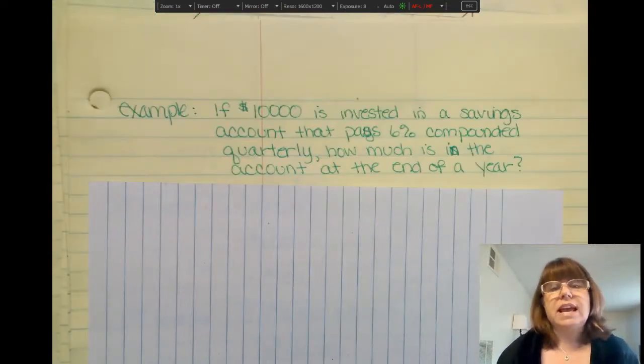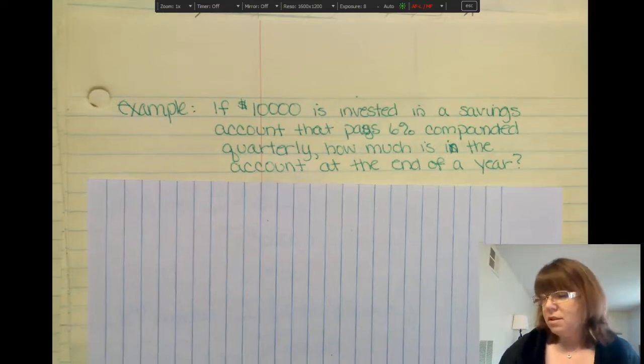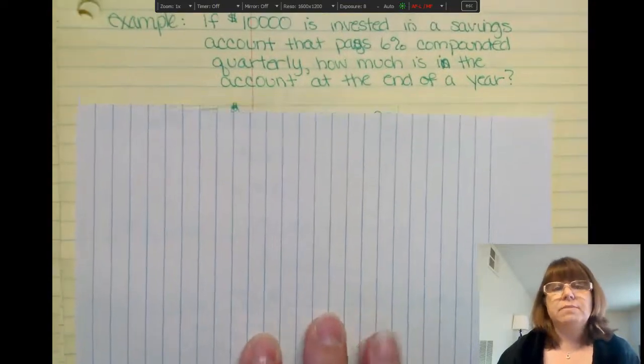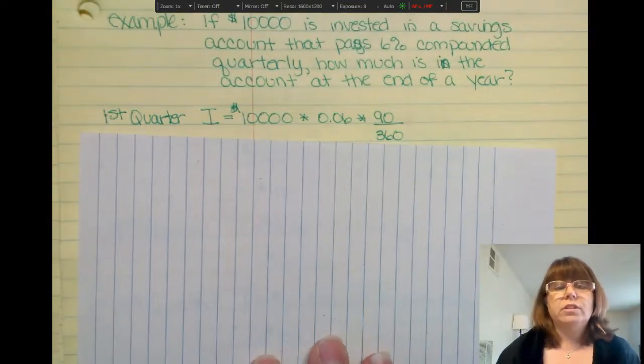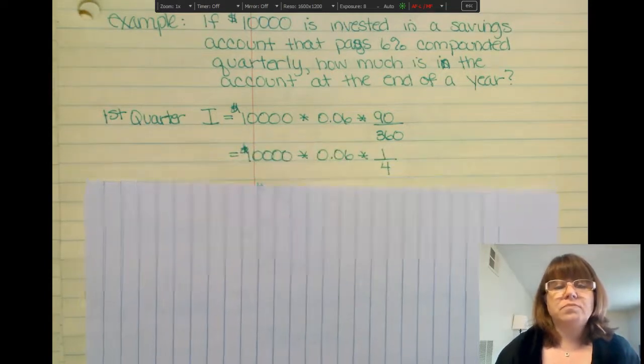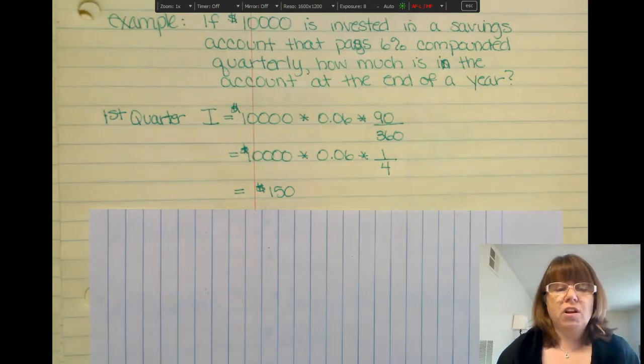Now, compounding doesn't have to happen just annually. It might happen quarterly, which means 4 times a year. So if we invest $10,000 in a savings account that pays 6% compounded quarterly, how much is in the account after a year? What this means is that we have to calculate the interest 4 times. So I'm going to run through this. Our first quarter, we're still going to use our 90 days because it's compounded quarterly, and we're going to figure out that our interest for the first quarter is $150.